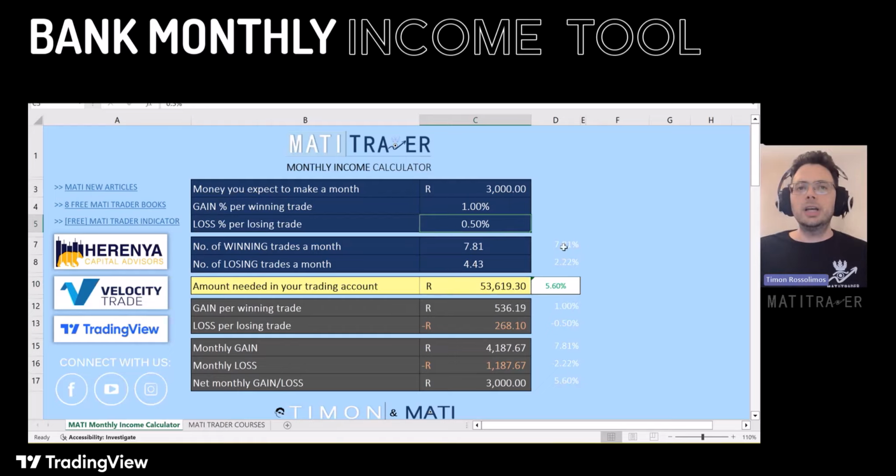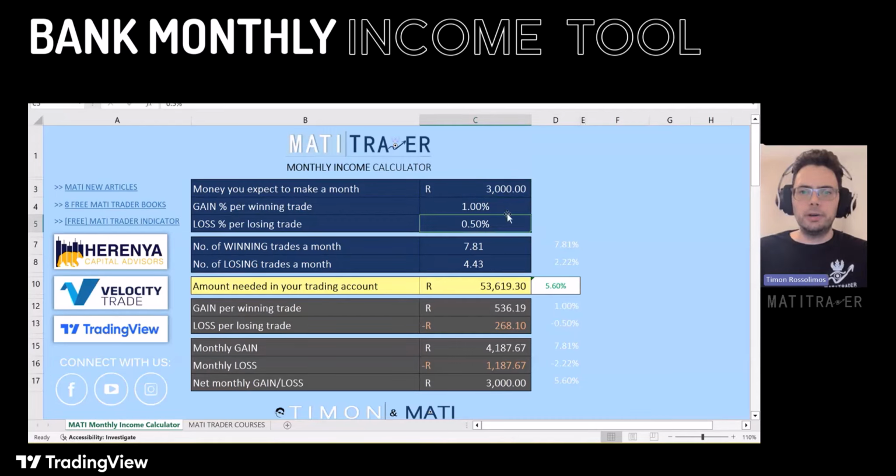Just because the loss percentage has dropped does not mean that the loss potential with the portfolio has dropped. So you are going to be risking more in order to make that 3,000 Rand a month. I'm going to say that again. When you drop the loss percentage per losing trade from 2%, 1%, 0.5%, you need more money to make up for that percentage to bank that expected amount per month.